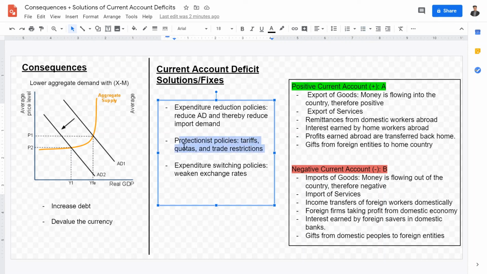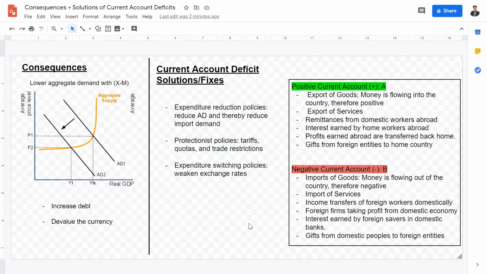Now, one of the most commonly used is protectionist policies in order to combat the current account deficit. Now, what do I refer by this? Once again, we have tariffs, which are import taxes. We have quotas, which are physical limits of how much of a product may be imported. And we also have trade restrictions such as embargoes, and which countries you cannot trade goods with. For example, Chinese manufactured 5G products cannot be sold in America. Once again, these are what we call trade restrictions. And we have actually made a video on trade restrictions, so you can refer to that.